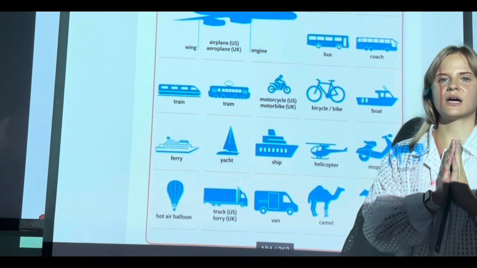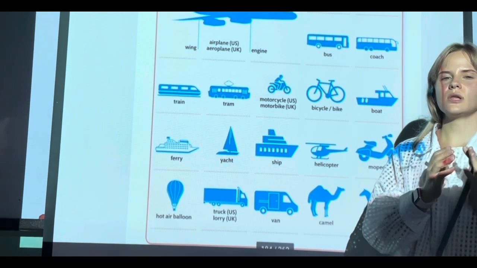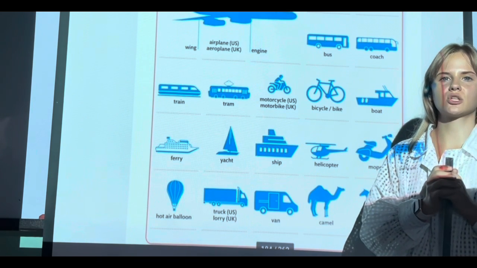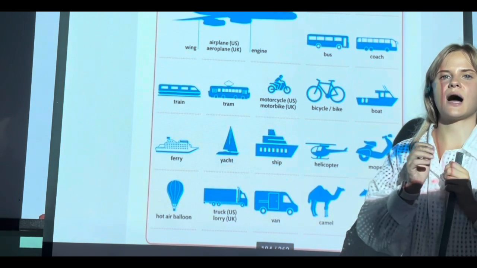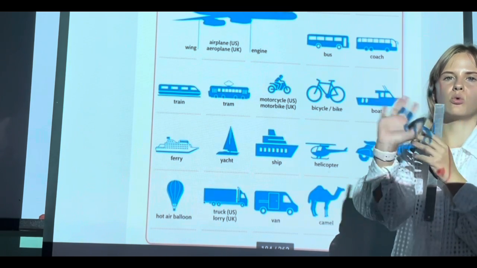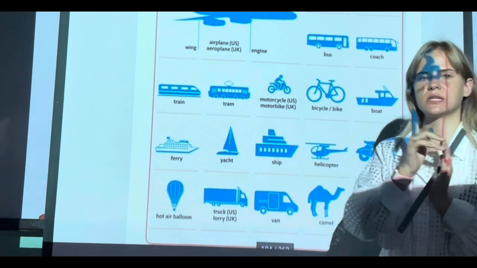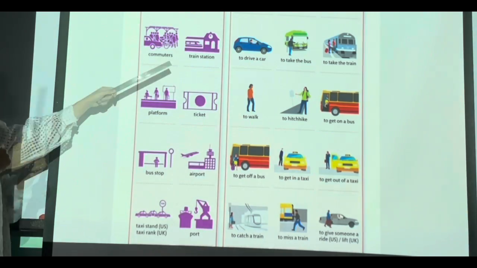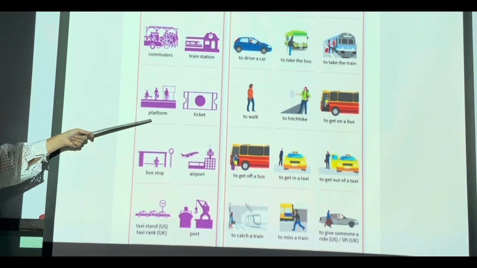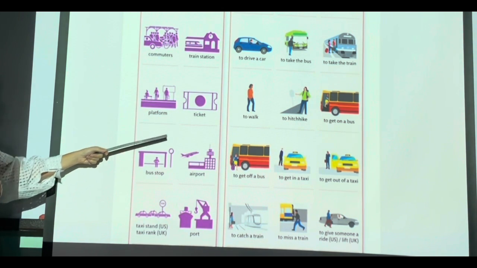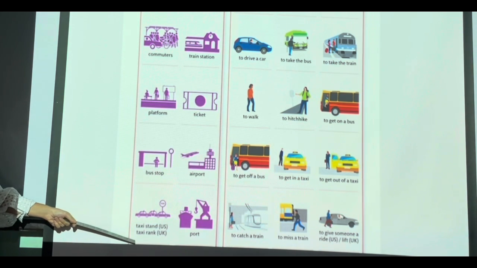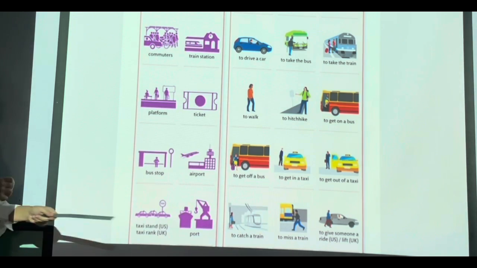Okay. Next one, I want to share with you some verbs. I want to remind you that a verb is a part of the sentence which describes an action. Jump, clap, okay, wave, and action. Let's look. But first, commuters. Train station, platform, ticket, bus stop, airport, taxi stand, port.